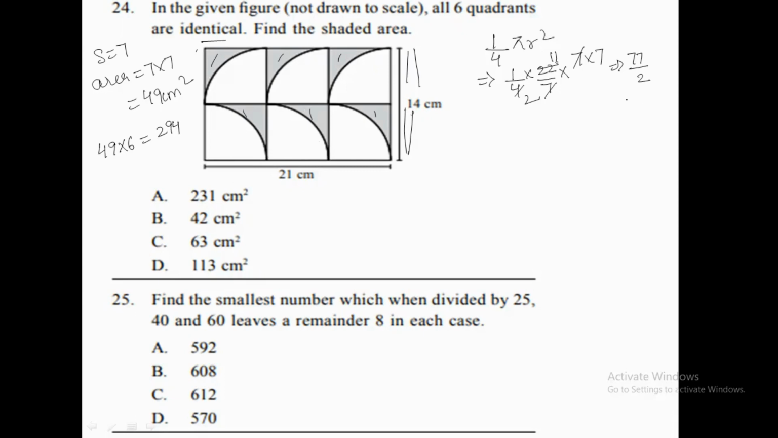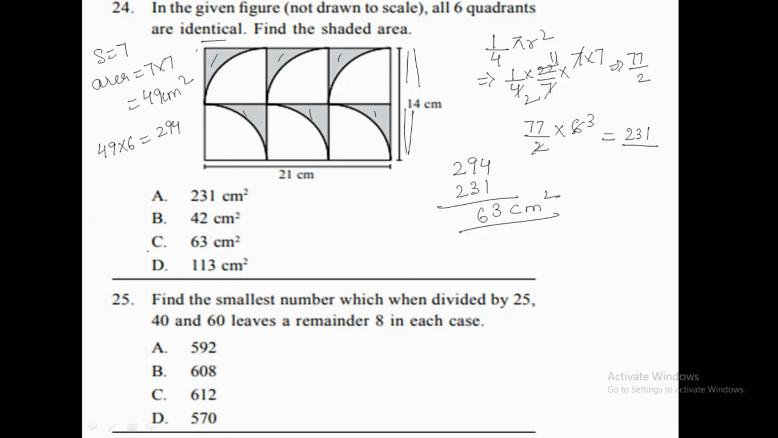Now, if the area of one quadrant is 77 by 2, we need to find the area of 6 quadrants. That will be 3 7s are 21, 1 carry 2, 3 7s are 21 plus 2 is 23. We get 231. Now we need to subtract 231 from 294. What do we get? 4 minus 1 is 3 and 9 minus 3 is 6, which is 63 centimeter square.